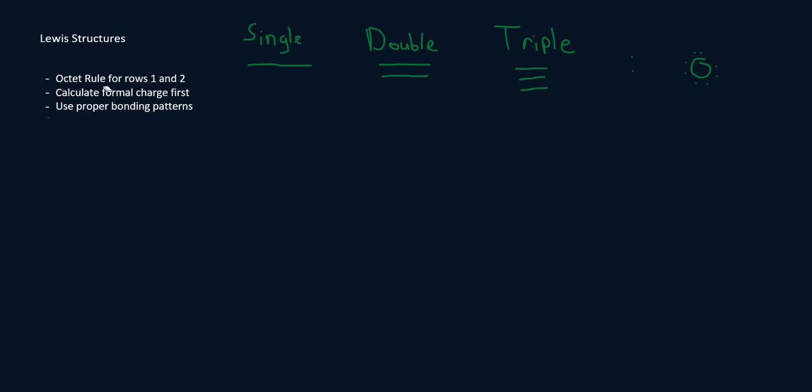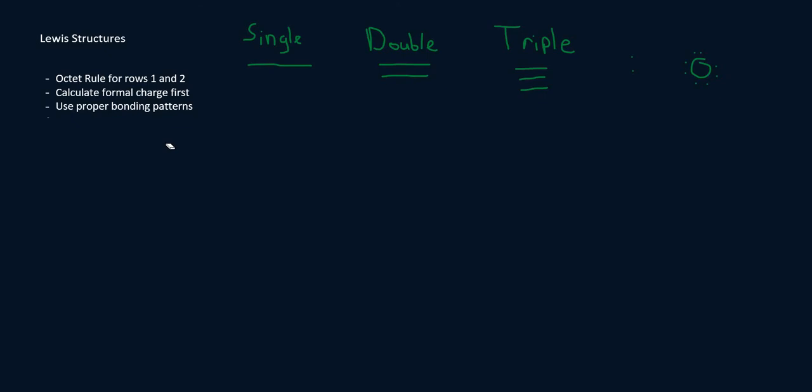And I will say, usually you want to calculate formal charge before you finalize your Lewis structure. Because your formal charge is going to allow you to understand what exactly is going on in terms of, okay, do I put a double bond here? Do I put a single bond here? How many lone pairs do I need? So formal charge is really going to help dictate what your Lewis structures look like. And you want to use proper bonding patterns. And I'll show you in just a second that certain elements have specific patterns that you normally see them take when they bond with other elements.